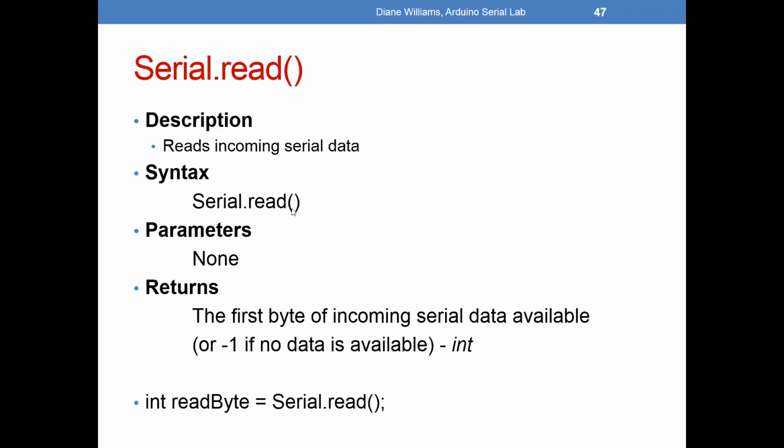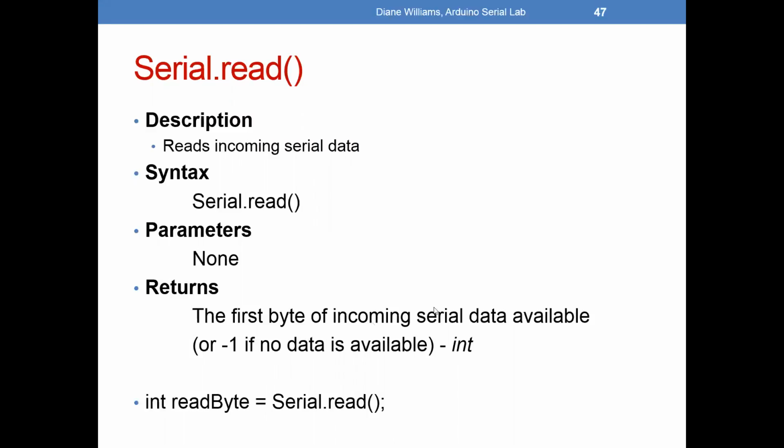We don't pass any information to it, so parameters none means we put no arguments in between the parentheses. And it's going to return the first byte of incoming serial data available. It returns that byte as an integer data type. And if there's no data available, it returns a -1.